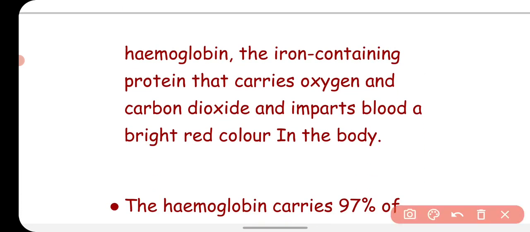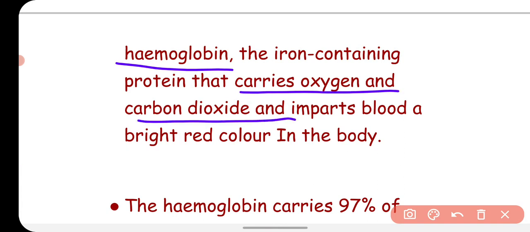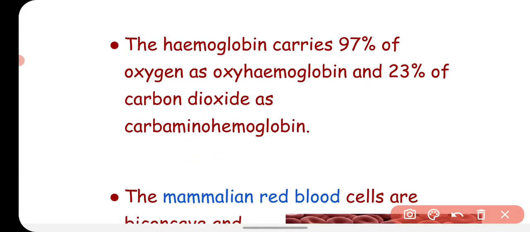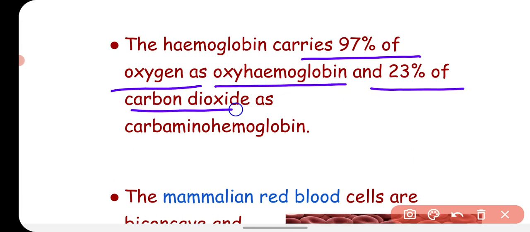Our red blood cells contain a red pigment that is called hemoglobin, which is responsible to carry oxygen and carbon dioxide. And the presence of oxygen in the hemoglobin gives the bright red color to the blood in our body. The hemoglobin carries 97% of the oxygen as oxyhemoglobin and 23% of carbon dioxide as carbaminohemoglobin.